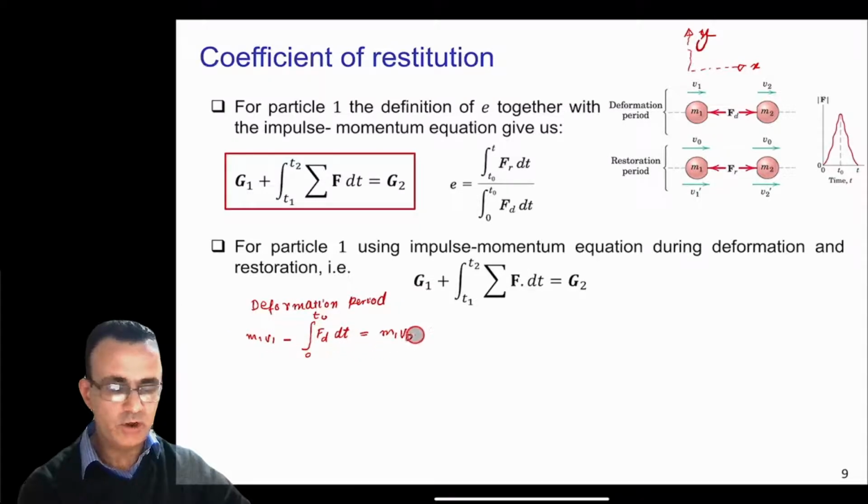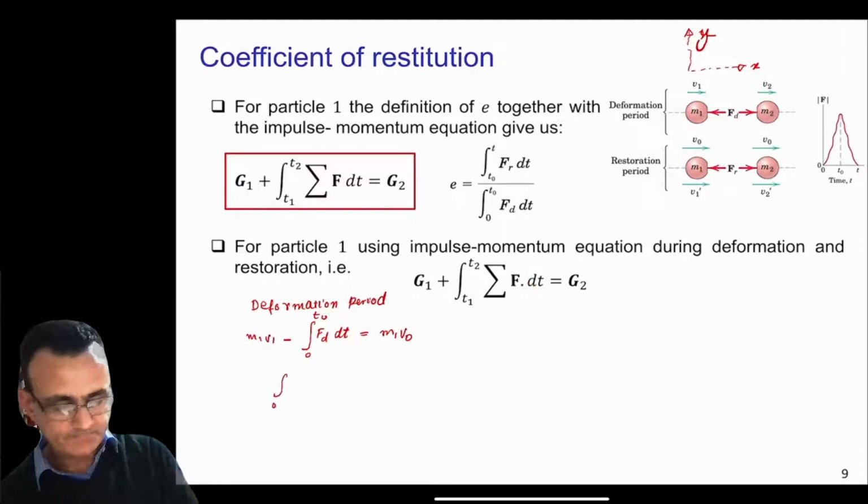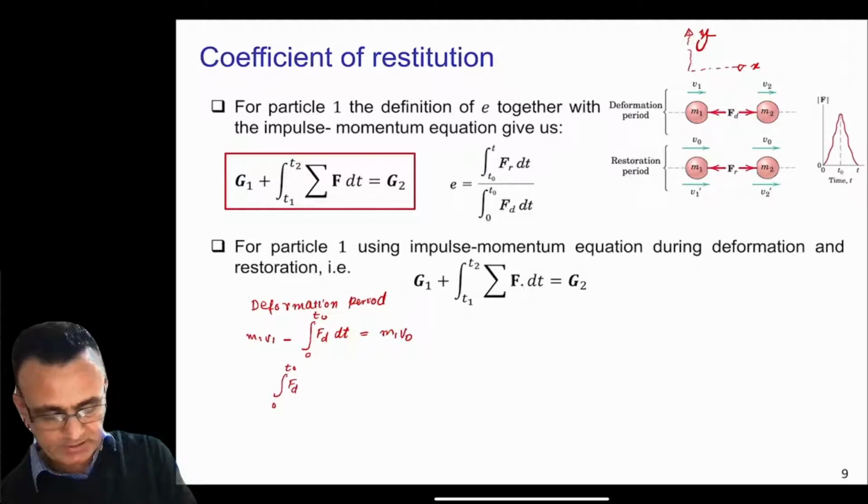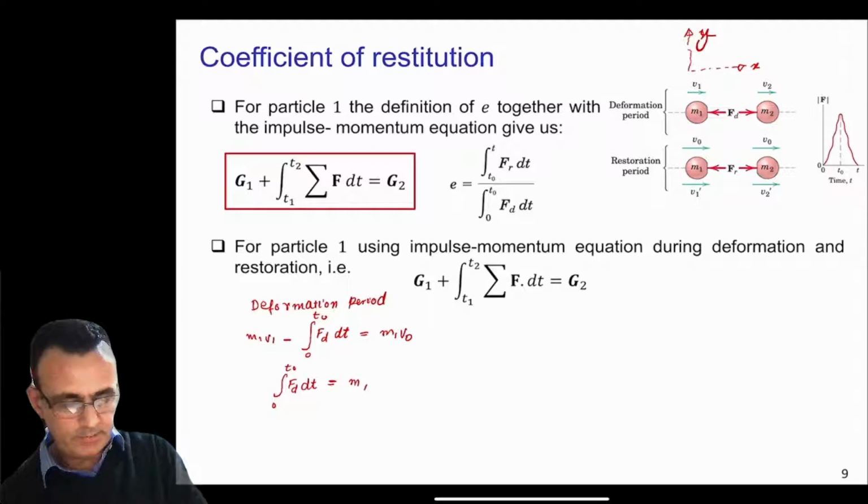So therefore we can write this equation that m1 v1 minus this impulse equals m1 v naught. Now we can simplify this equation, and we can get the value of this deformation impulse here. So if you try to get this value from this equation, the integral of FD dt will become equal to m1 v1 minus m1 v naught. So we get this equation from here.